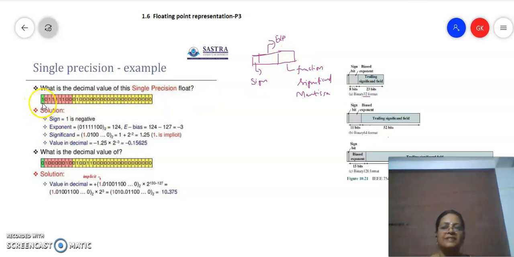Now if an example problem is given like this, if the pattern is given like this, how will you get the value, how are we going to interpret it? Now there is a 1 here. If there is a 1, then the sign is negative, and of course we know that this sign is attached only to the significand, not to the exponent. This is the sign of the significand, or the sign of the fraction part or mantissa. All these three refer to the same field.